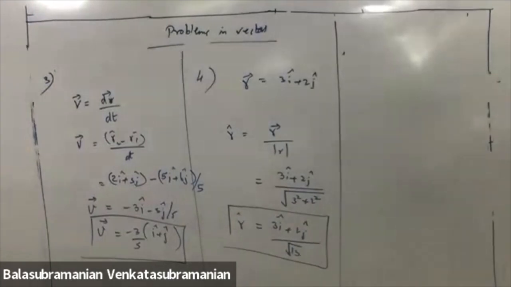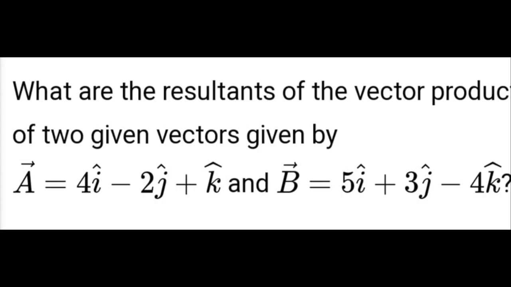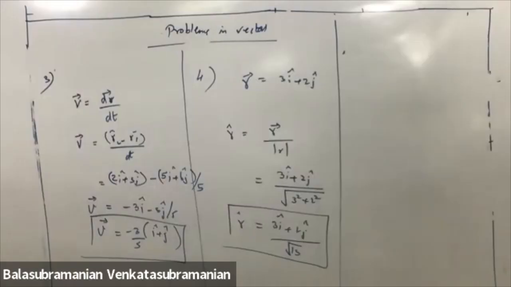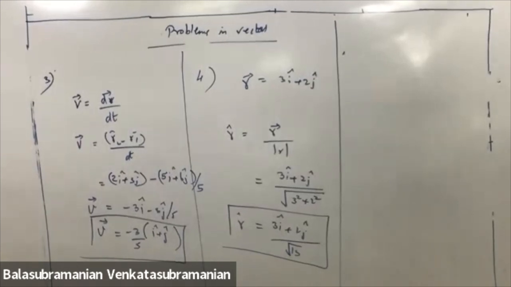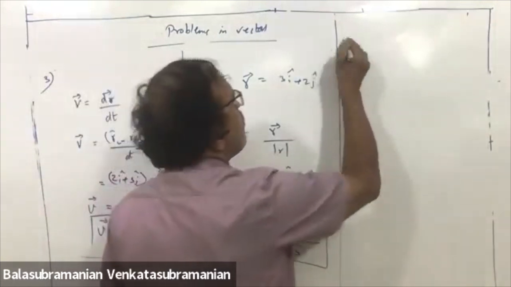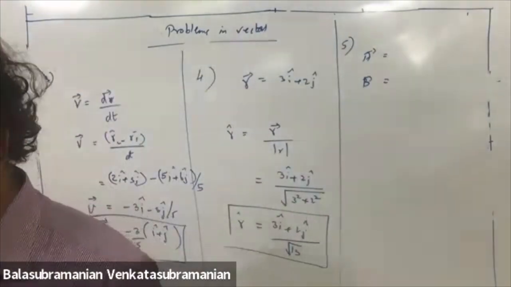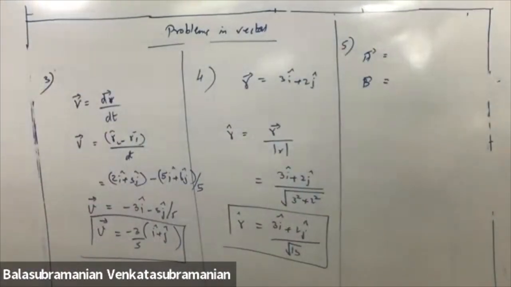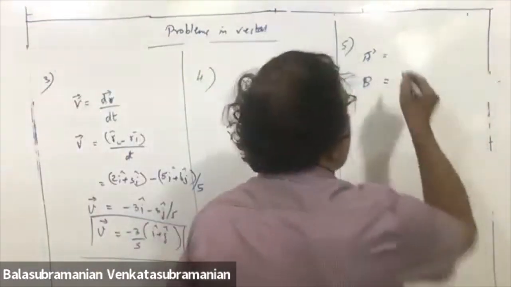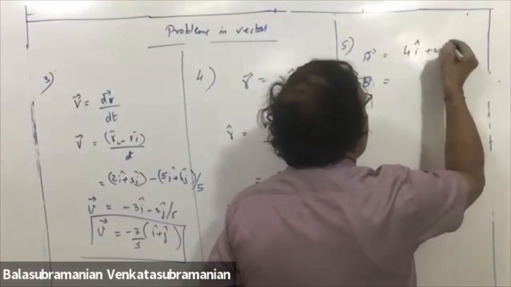Fifth one. What is the resultant of the vector product of two given vectors A and B? You have to calculate the vector product of two vectors A and B. A vector, B vector, two vectors given. What is A? 4i minus 2j plus k.